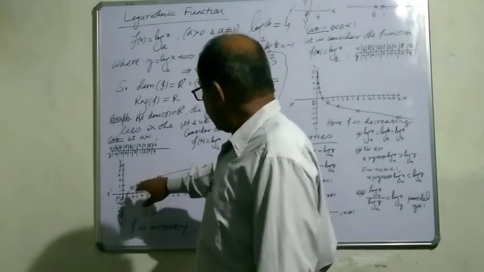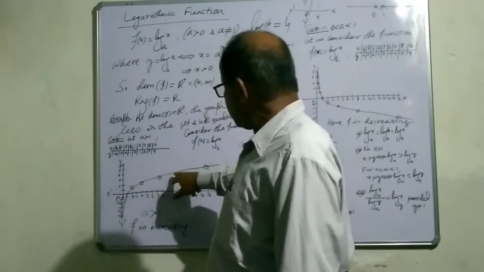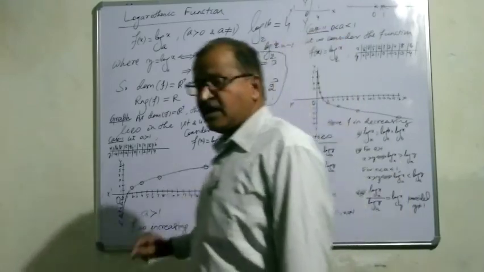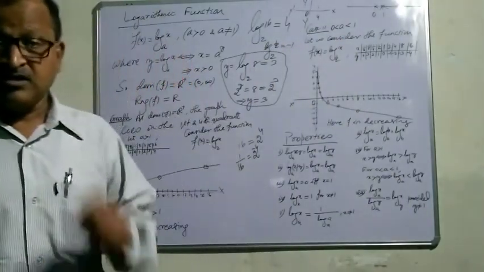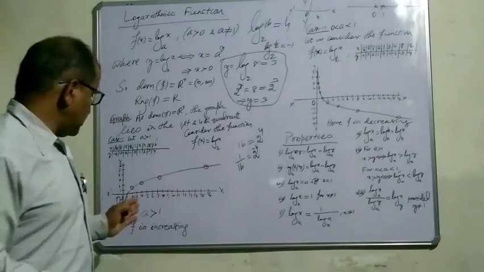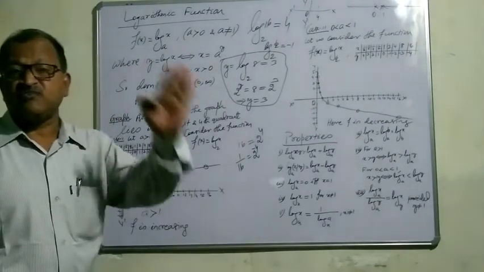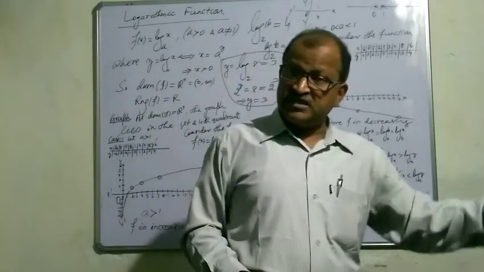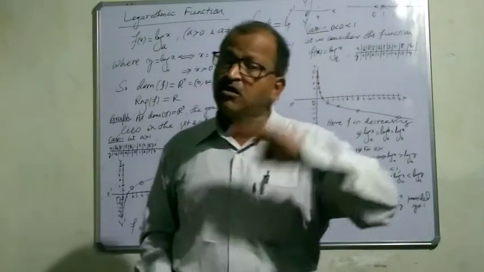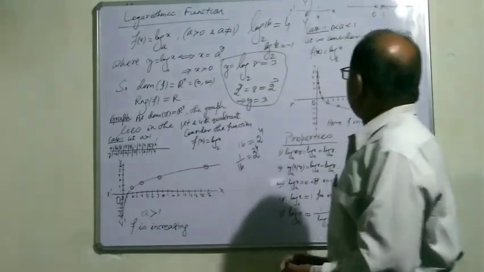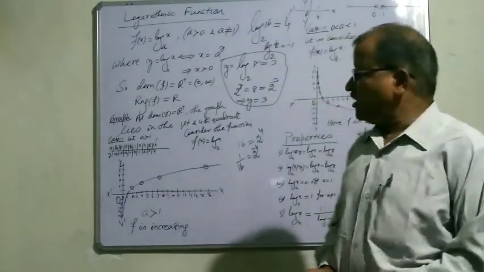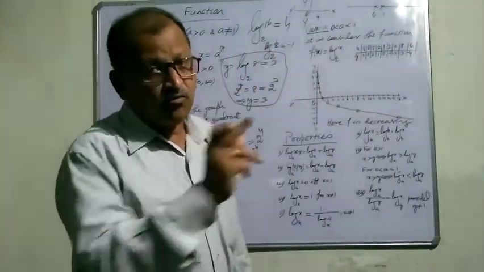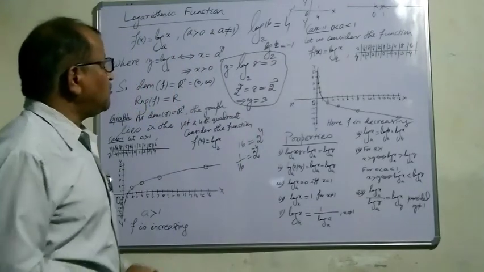The graph is like this. Again, while we are increasing the value of x, it is gradually increasing. So when we take a greater than 1, the base is greater than 1, the graph is an increasing function of x. That means while the value of x increases, the value of f(x) also increases. Okay. So let us consider case 2, where a lies between 0 and 1, greater than 0 but less than 1.